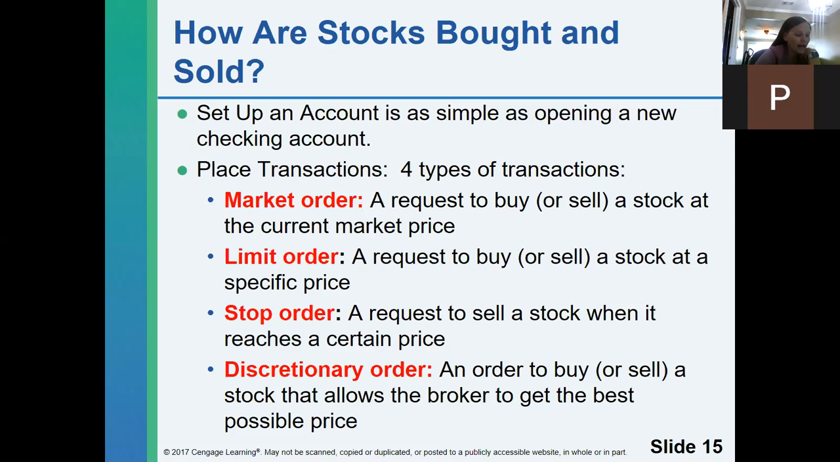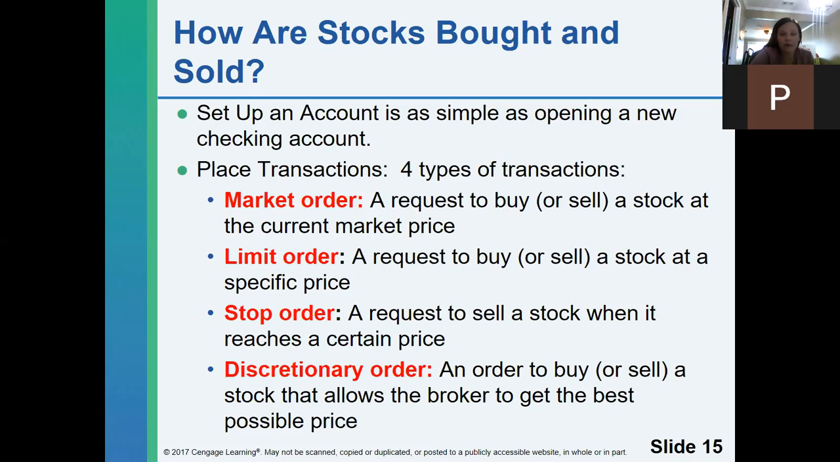There are four types of transactions, which are called orders. A market order is a request to buy or sell a stock at the current market price. If you're going through a stockbroker, you could say, I want to buy 50 shares of this, or I have $1,000 to spend on stock XYZ, and they would buy as many as they could at the price it is that day. There's no guarantee of what you're going to pay or receive if you're selling.